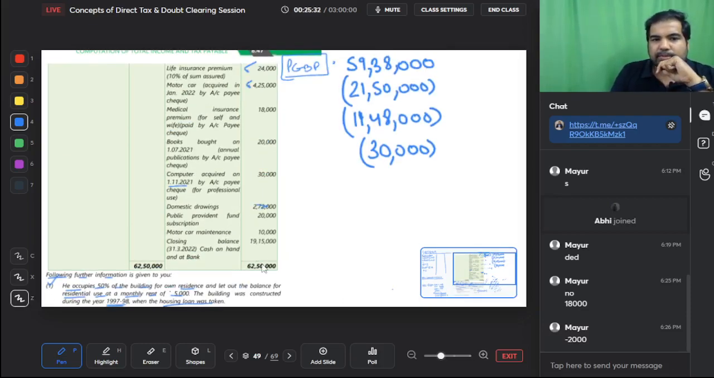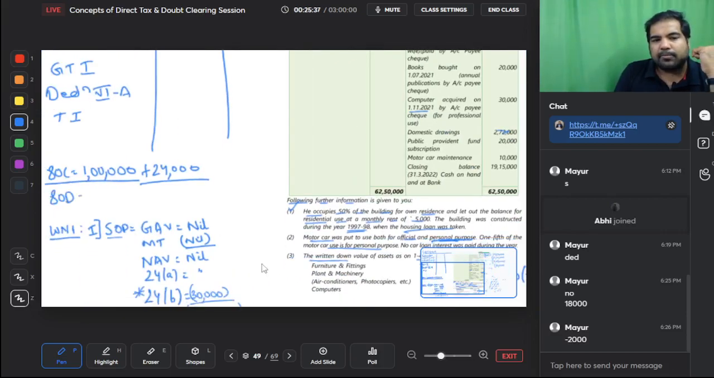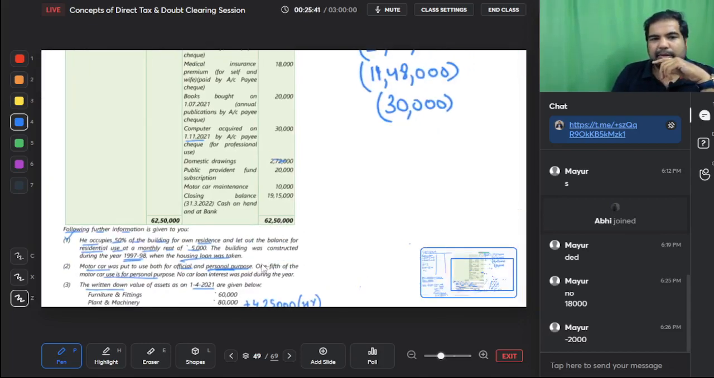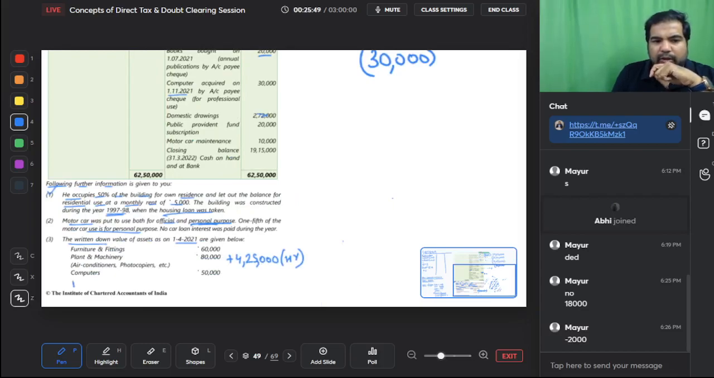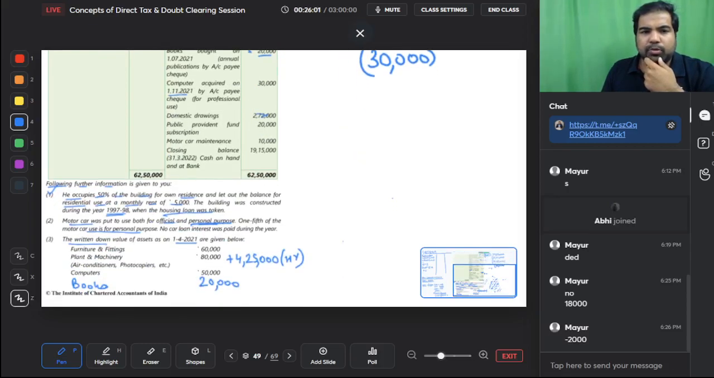Next, medical insurance premium 18,000. Guys, I'm gonna write 18,000 here. 80D is 18,000. All this you can write directly in the table, no working notes required. Next, books bought for 20,000 on 1st of July. Books are not given here, so I'll make another column books and I'll put 20,000, for which I'll have to calculate depreciation. Computer acquired on 30,000 for computers, so I'm writing 30,000 more, and half the year I'm writing.